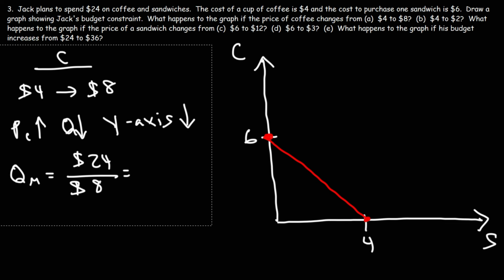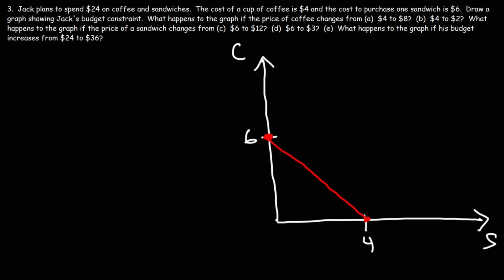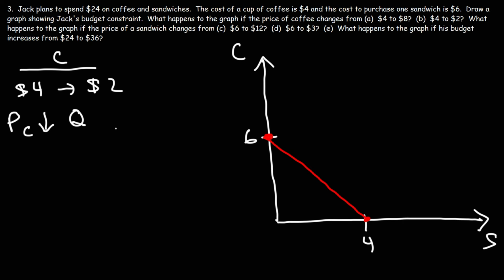Now let's move on to part B. What happens if the price of coffee decreases from $4 to $2? Well, as the price of coffee goes down, the maximum number of cups of coffee that he can buy goes up. And so to calculate that number, it's going to be $24 divided by the new price of $2. And so the new maximum is going to be 12. So that's the new y-intercept.